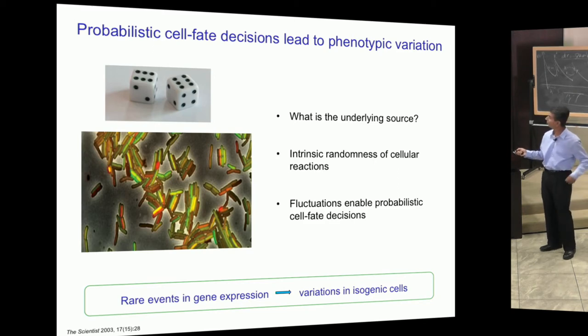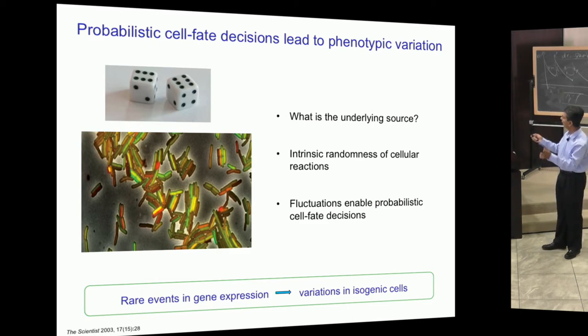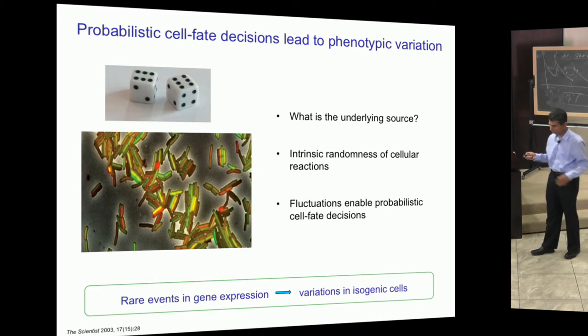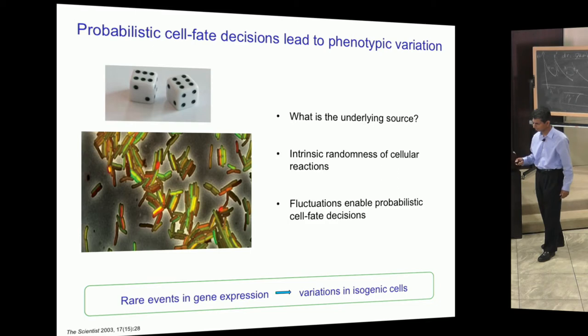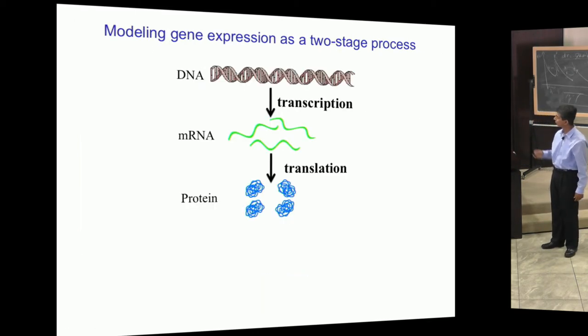In particular, as was pointed out in Jonathan Chubb's talk, as the variance in gene expression profiles increases, there's an increasing tendency to have a probabilistic self-fate decision. So that's sort of the motivation. We want to look at models which try to model rare events in gene expression, and which can then drive variations in isogenic cells. Okay, so that's the process that we want to model.